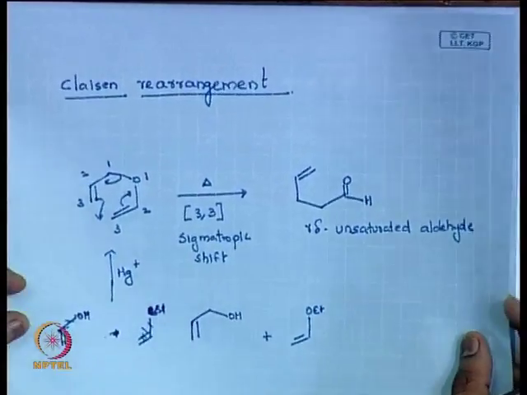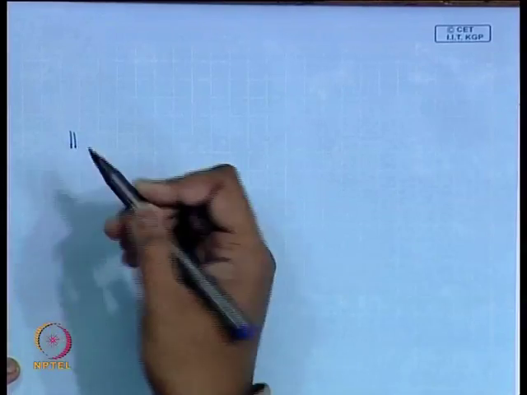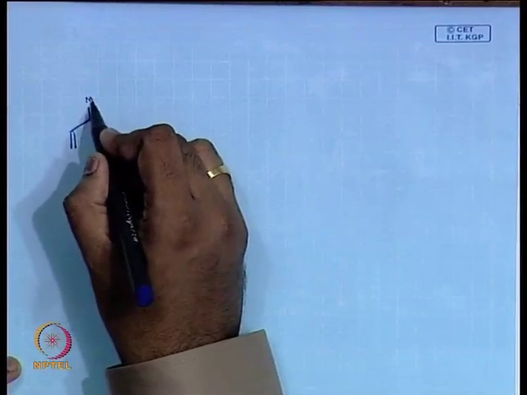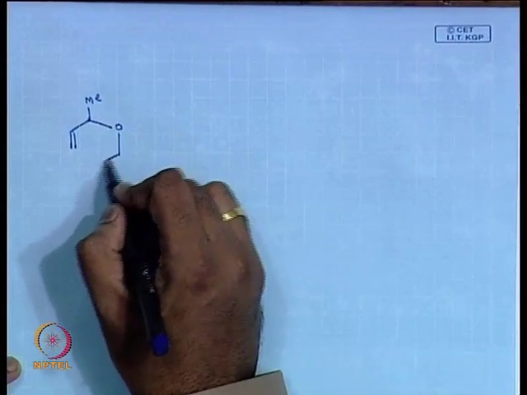Now, in Claisen rearrangement, the interesting fact is that, for example, I am taking methyl. I have now a system like this. Now, I say I do Claisen. So, do you think how many products I can get? Any idea? Two products. What are they? Yes, you can get E and Z, right. So, I can write these two products.